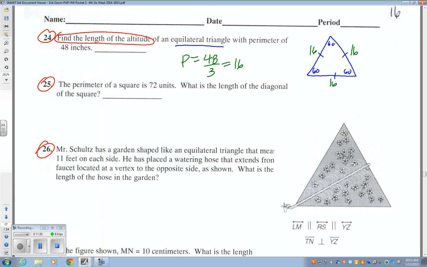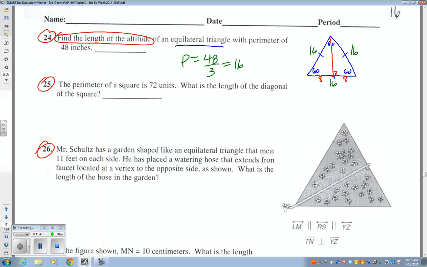Who are we trying to find? The altitude. So that means we need to draw that. Mine's a little off, but the altitude has to go from the vertex, and it's perpendicular to the opposite side. So there's my altitude. What happens when I draw that altitude to the side? It gets cut in half, so that becomes 8 and 8.